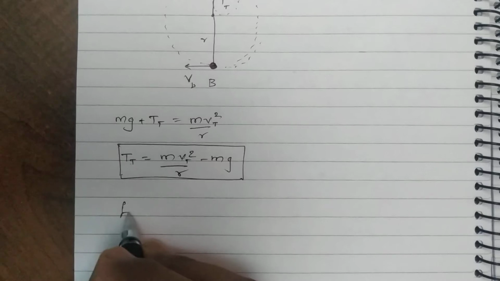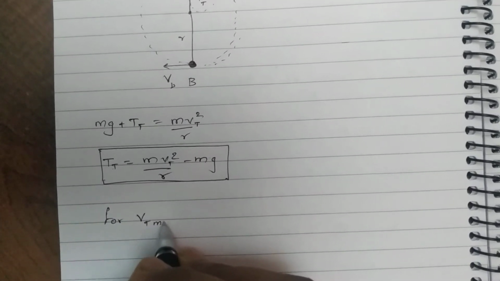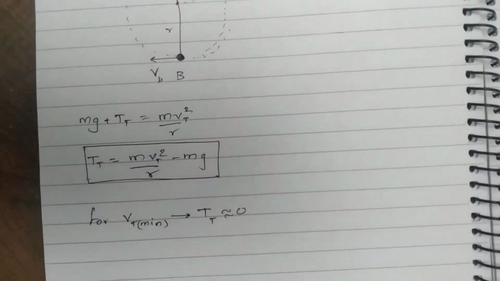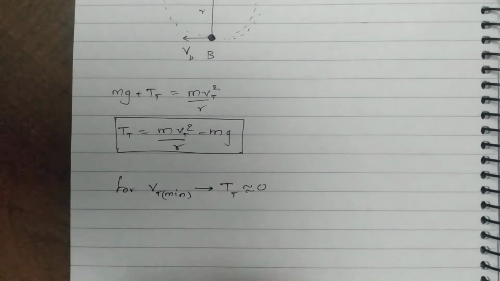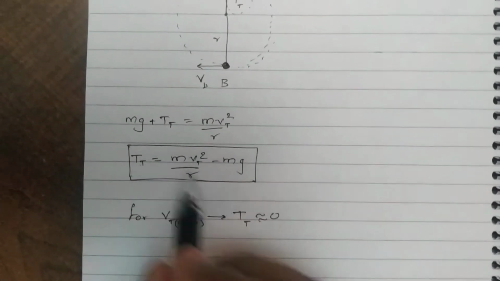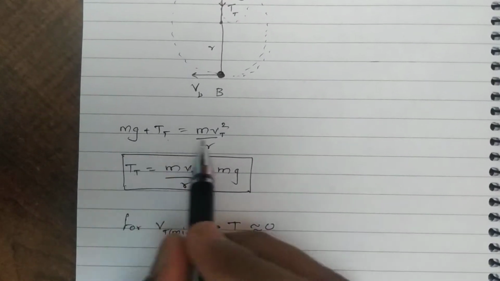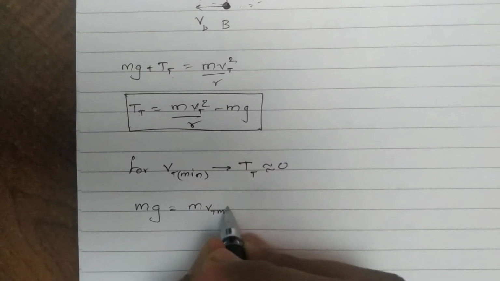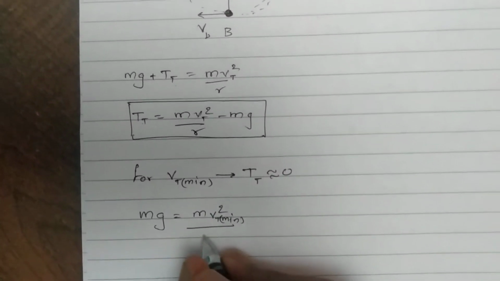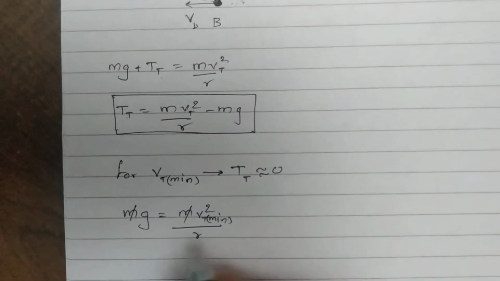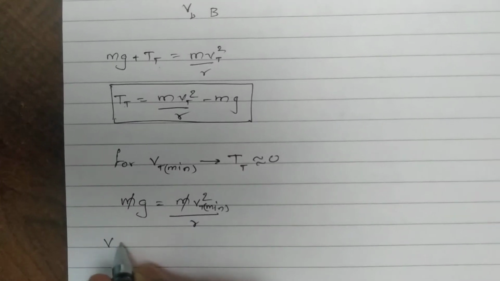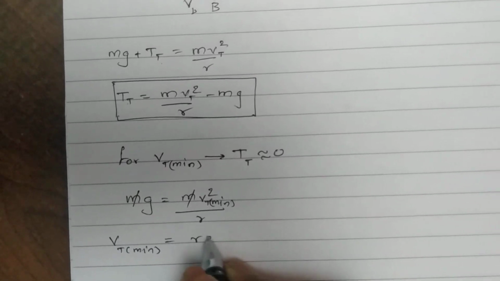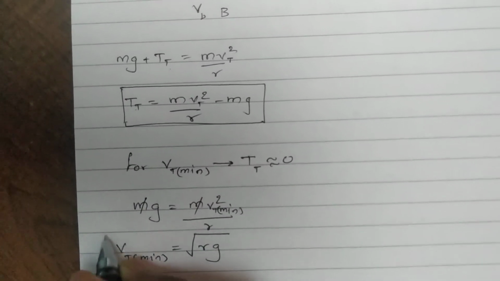So if you're considering Vt minimum, the tension will be approximately equal to 0. It is not exactly equal to 0, it is just above 0, but we will consider it approximately equal to 0. You substitute the tension's value in this equation, and you can see that mg will be equal to m Vt minimum square upon r. The m gets cancelled, this will give me r, and taking the square on the other side, Vt minimum will be equal to square root of rg.